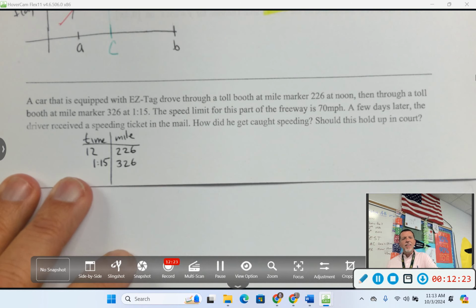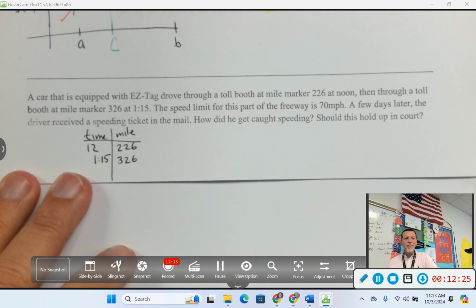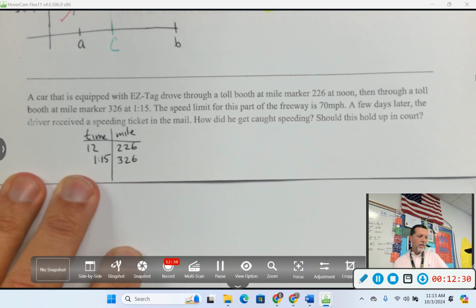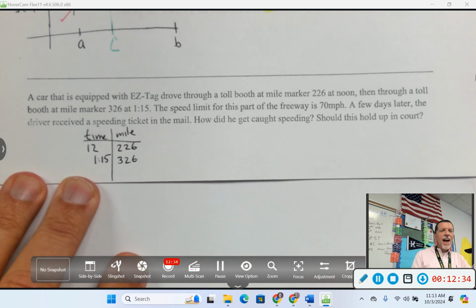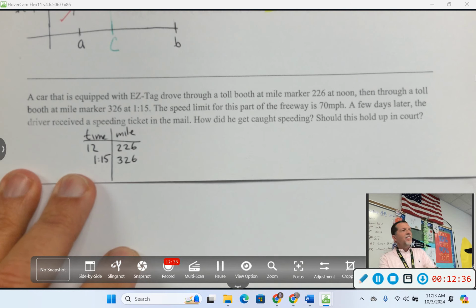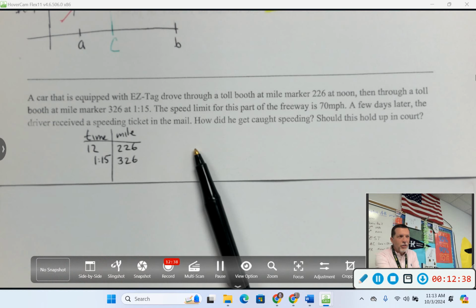A few days later, the driver received a speeding ticket in the mail. How did he get caught speeding? Should this hold up in court? Would they actually do this? So, do they actually do this? I don't think they do, because I feel like a lot of people would have gotten tickets if they did and would be complaining. Right? Around the Beltway or around 99, some of you are nervous, wait a minute.